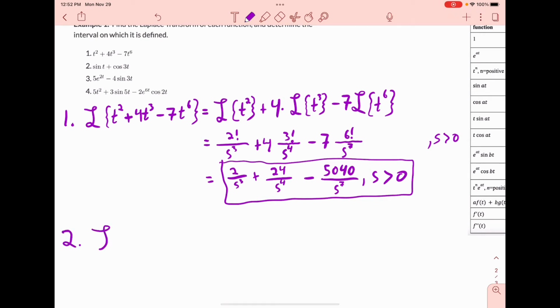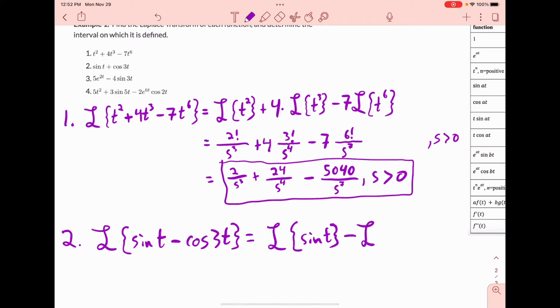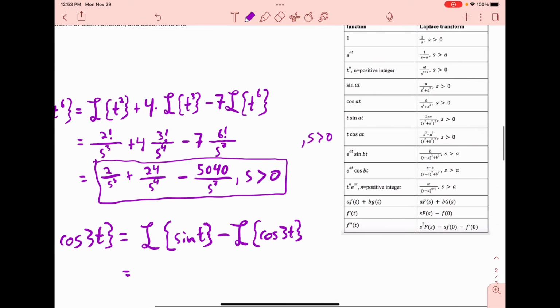Problem number 2, find the Laplace transform of sine of t minus cosine of 3t. And using what we call linearity, we can break this up because it's 2 things added or subtracted. So this is going to give us the Laplace transform of sine t minus the Laplace transform of cosine of 3t. Now, we need to apply the Laplace transform to each of these. Let's go ahead and see.